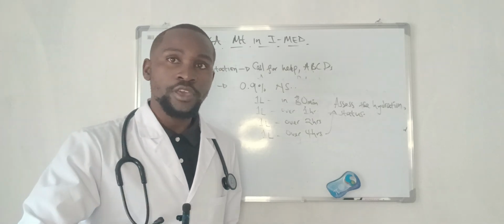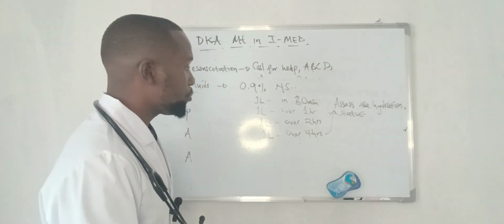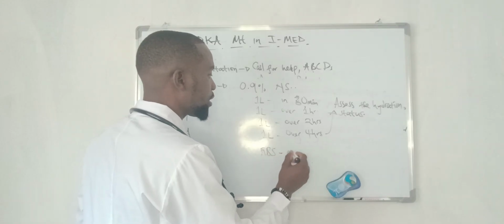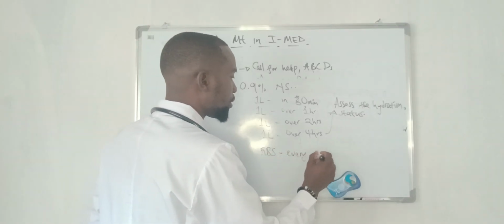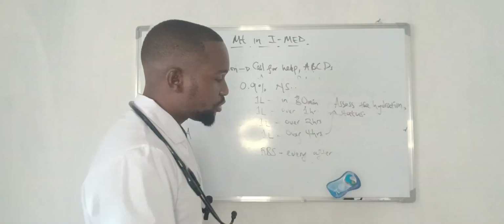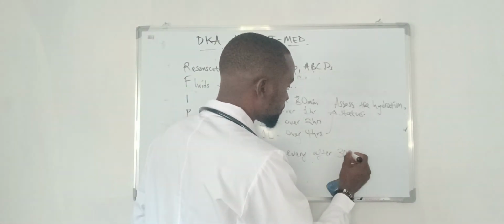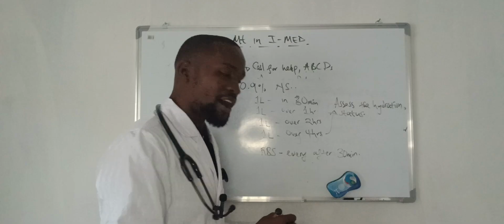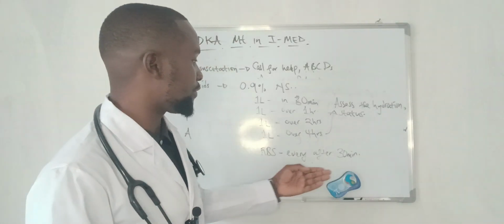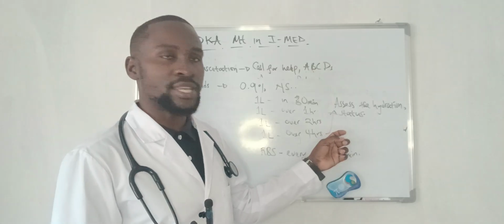Now, as you give these fluids, you are supposed to be checking your RBS. RBS should be checked every after 30 minutes. So half hourly. You are going to be doing RBS half hourly, every after 30 minutes as you resuscitate like this.